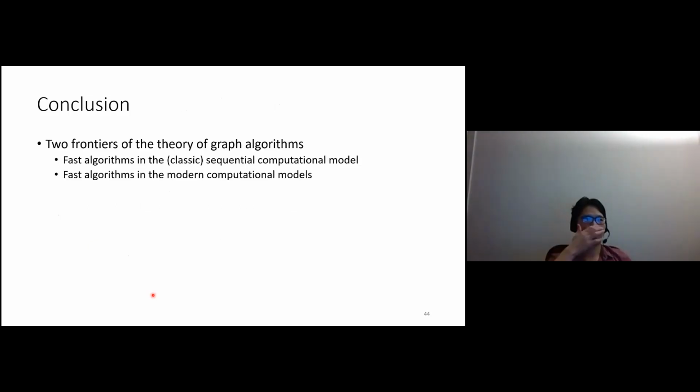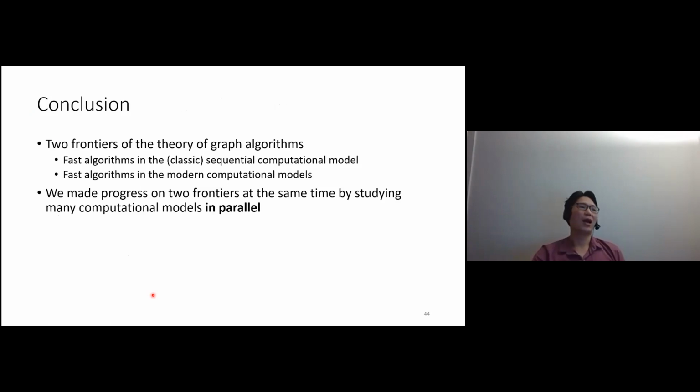All right. Any question before I conclude about the min cut problem and everything? So the conclusion is I have talked about two frontiers in the theory of graph algorithms. The first one is fast algorithms in the classic sequential setting. The other one is the lack of fast algorithms on new models of computation. And we have made progress on both frontiers at the same time by studying many models of computation in parallel.